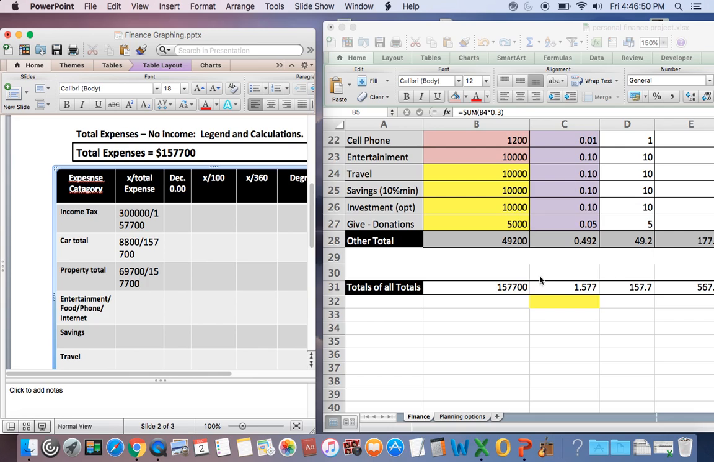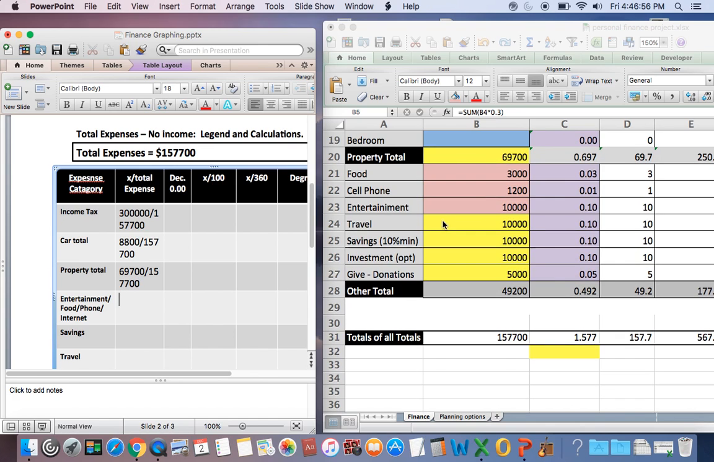I'm not going to worry about if I'm over or under in this graph because the whole graph is going to be just the expenses. Now let's go to entertainment, food, phone, and internet. So in this one, I'd add this up. So I get 3,000 plus 1,200 is 4,200 plus 10,000. So that's 14,200. 14,200 divided by 157,700. Savings, I get 10,000 divided by 157,700.